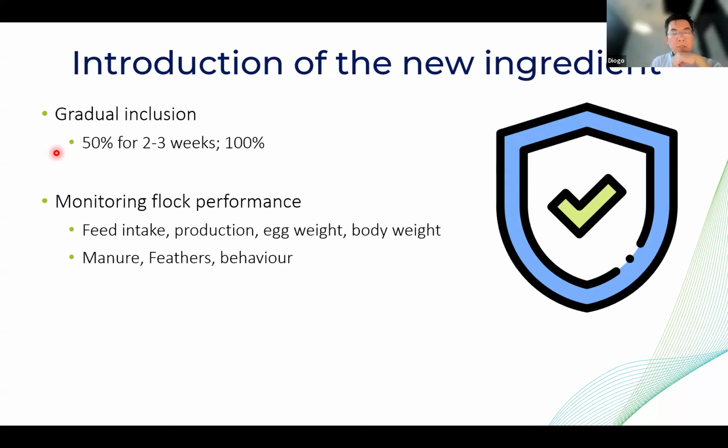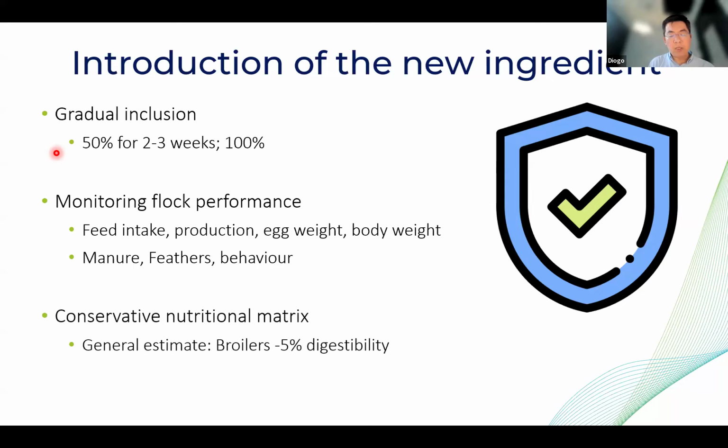So it's very important to monitor the flock performance: feed intake, production, egg weight, body weight, the traditional performance data, but also manure aspect, feathering of the birds, and behavior of the birds, which can be useful information before we start to see any kind of problem related to the performance data.